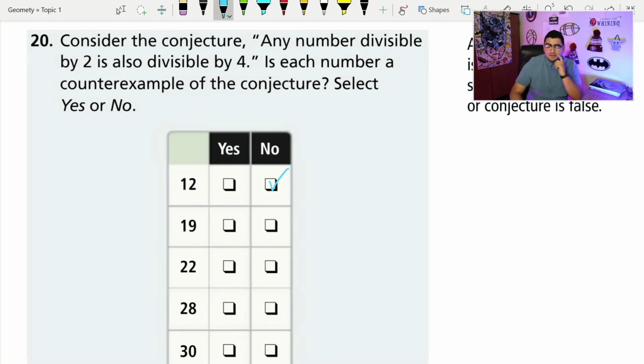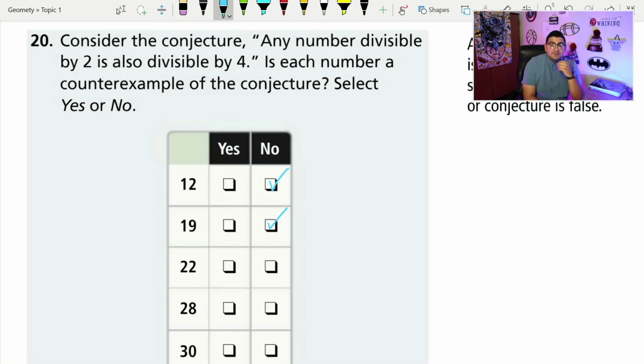Let's look at the number 19. Is it divisible by 2? It is not. Is it divisible by 4? It is also not. So this one doesn't really tell me anything. I cannot use this one because it's not divisible by 2 in the beginning. I need the number to be divisible by 2 and then show that it's not divisible by 4. So this is also not a counterexample. Just because it's not divisible by 2 doesn't mean that it is a counterexample.